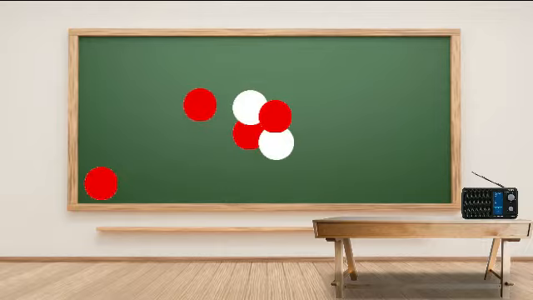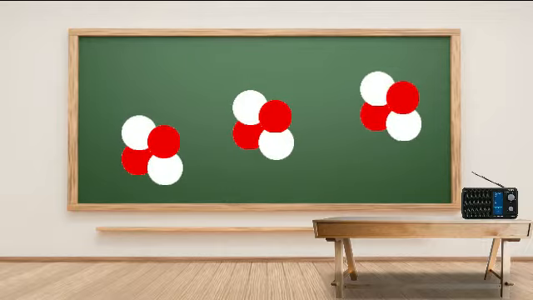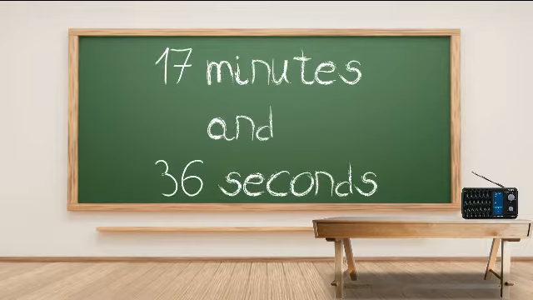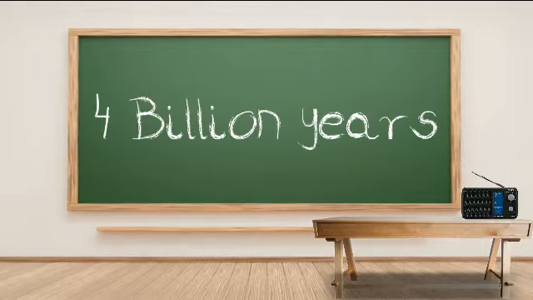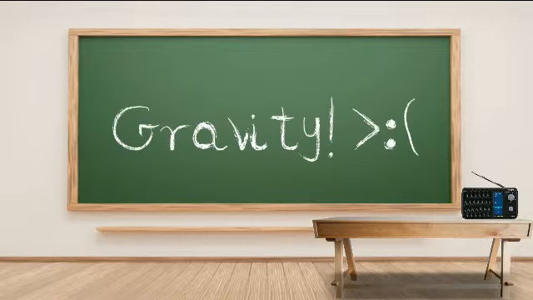Fusing atoms is incredibly difficult here on Earth. With the best of fusion technology, we have sustained fusion for a whopping 17 minutes and 36 seconds, which doesn't quite beat the Sun's record of 4 billion years. Still, though, the Sun cheats. It has a little thing called gravity.